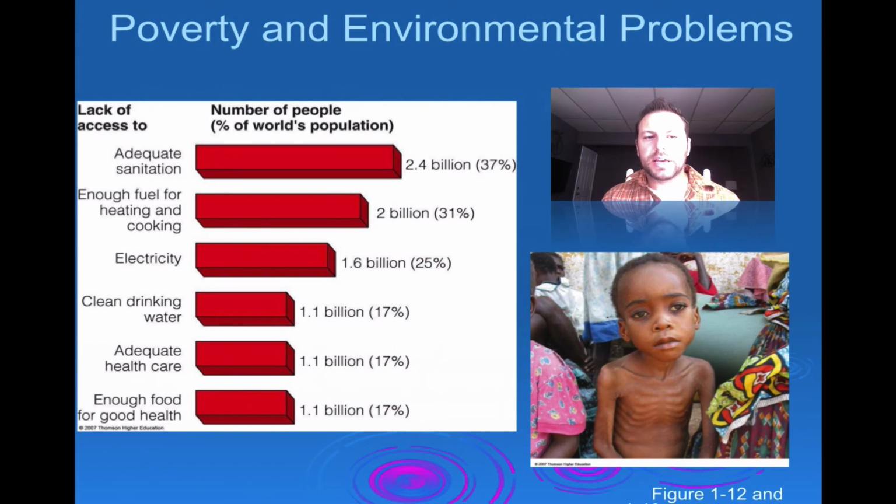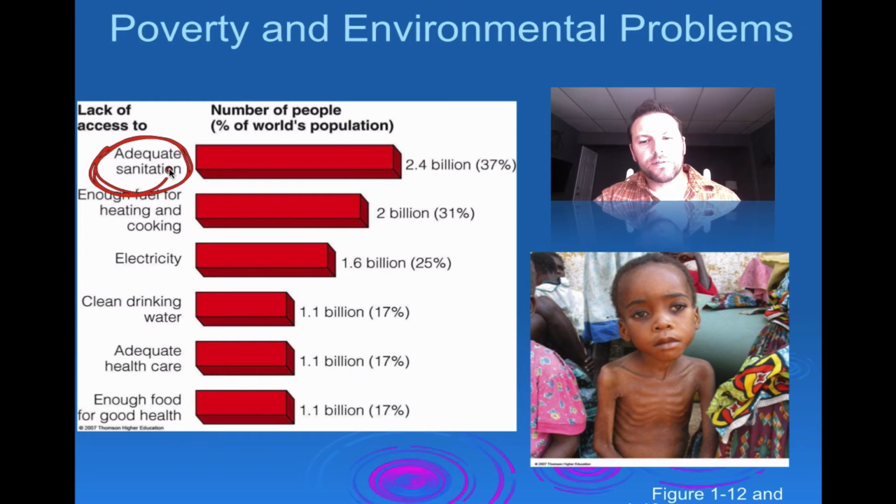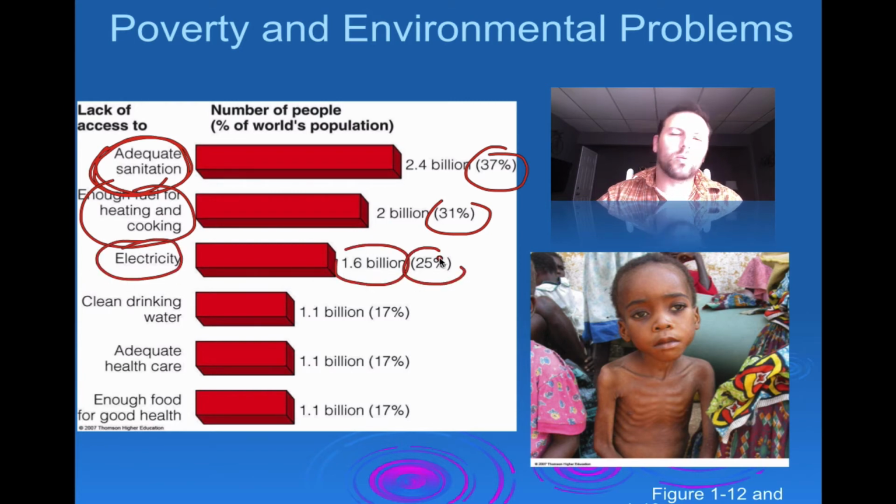We could look at poverty, once again, with environmental problems. And we're going to be looking through these. Adequate sanitation. Huge issue right here in preparation of food, in living conditions. We could see 37% or 1/3 of the people don't have adequate sanitation. Fuel for heating and cooking. Another third of the people right there. Electricity. 1.6 billion people, or 1/4 of the world's population, don't have access to electricity.